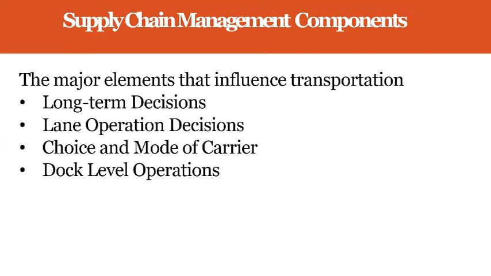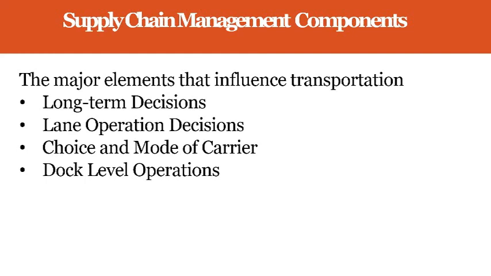Is lane operations decision. And then we have the choice and mode of carrier. So for example, a rail container service may offer a package that is cost efficient and effective as compared to a motor transport. So while making a decision, the manager has to consider the service criteria that need to be met, like the delivery time, the date, special handling requirements, while also taking into consideration the element of cost, which would be an important factor.